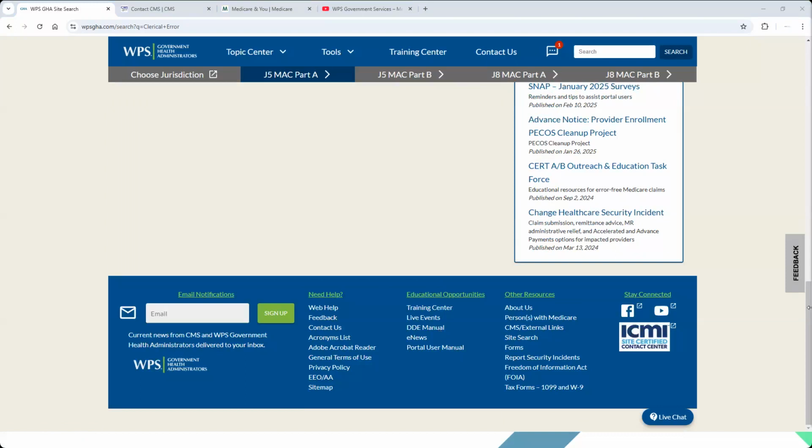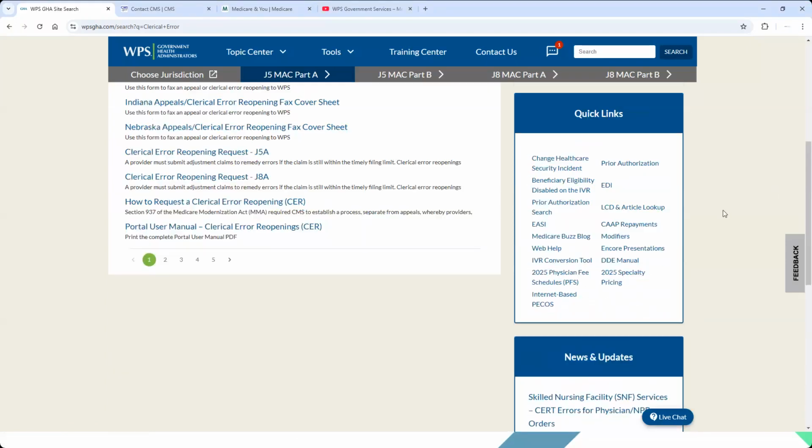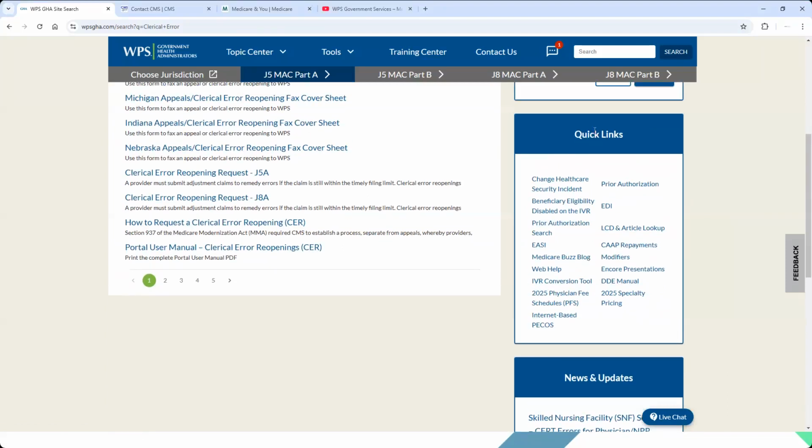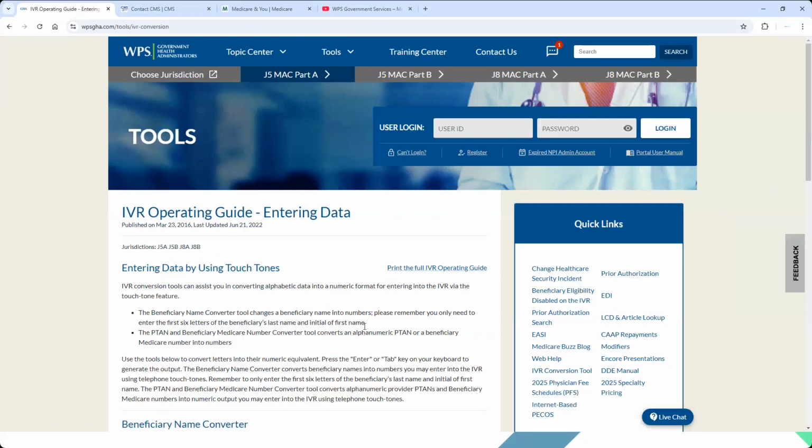If you happen to be someone that uses the interactive voice response system or IVR, we do have a manual on that as well. And if we scroll back up to the top, you can see in quick links, there's an IVR conversion tool. It'll walk you through, but here's the IVR operating guide, which is the manual for it. I'm not sure what else you would be looking for with that. So those are the three that I was aware of that we were asked a little bit about. So if you have more, let me know.